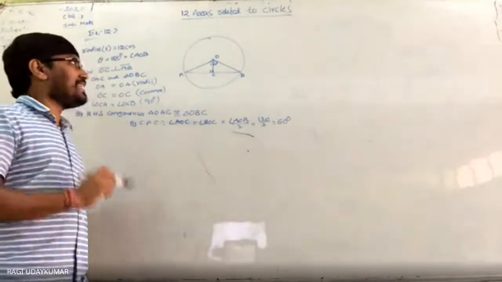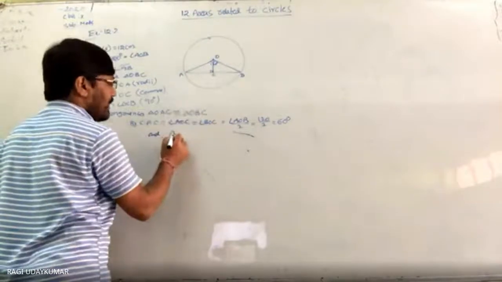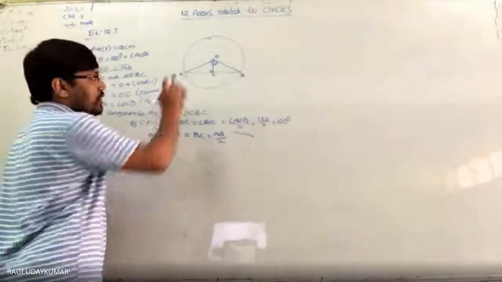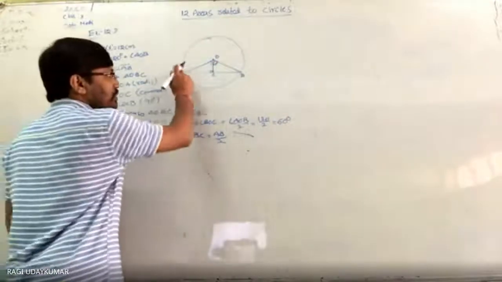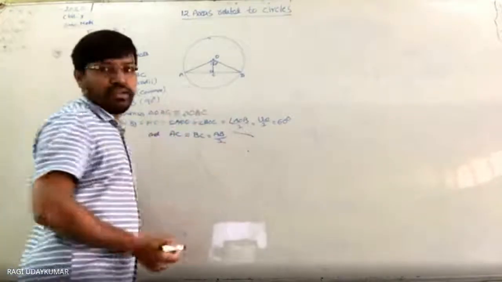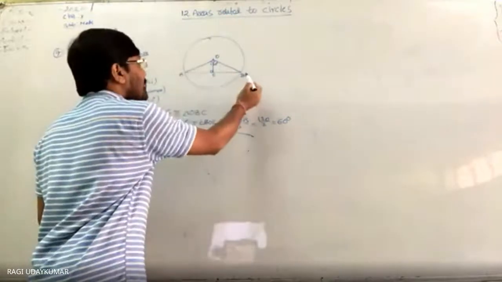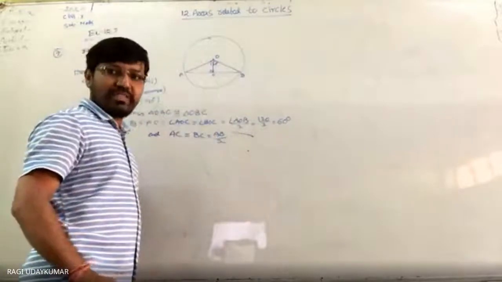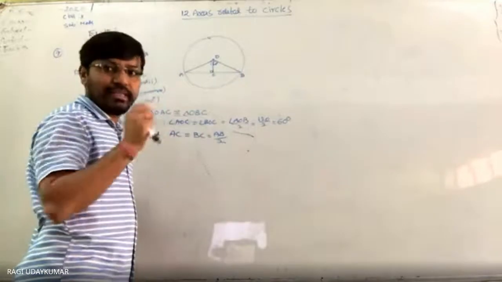So now, 60 degrees has come. Our intention is to find AB. Also you can say that AC is equal to BC, which is AB by 2. The whole length is AB, and AC and BC are both equal. We cannot directly take half into base into height; you need to find the AB length and OC length. If you find these lengths, it is half into base into height. This is the base, this is the height.